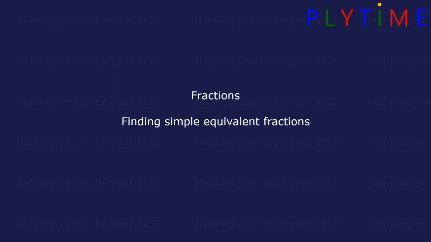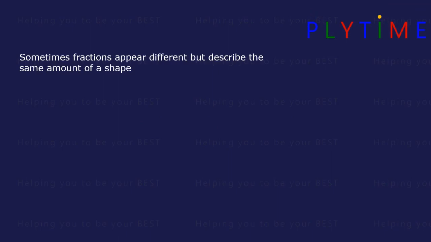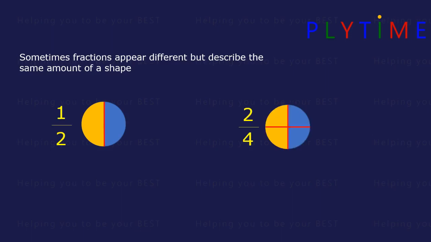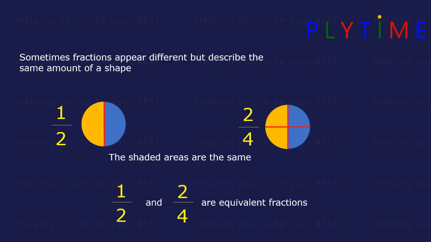Fractions. Finding simple equivalent fractions. Sometimes fractions appear different but describe the same amount of a shape. 1/2 is 1 part out of 2. 2/4 is 2 parts out of 4. The shaded areas are the same. 1/2 and 2/4 are equivalent fractions.